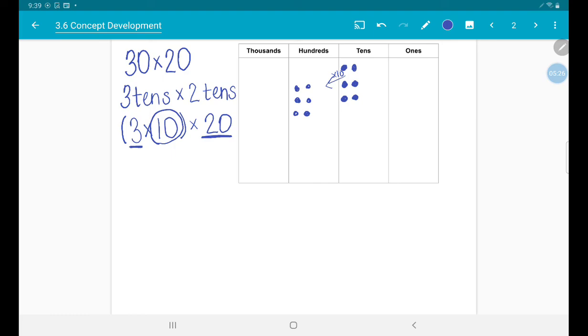So based on what we've done, we can say that 30 times 20 equals what? We moved our 6 tens to the hundreds place, so our answer is 600. And we're going to look at how to do that another way.